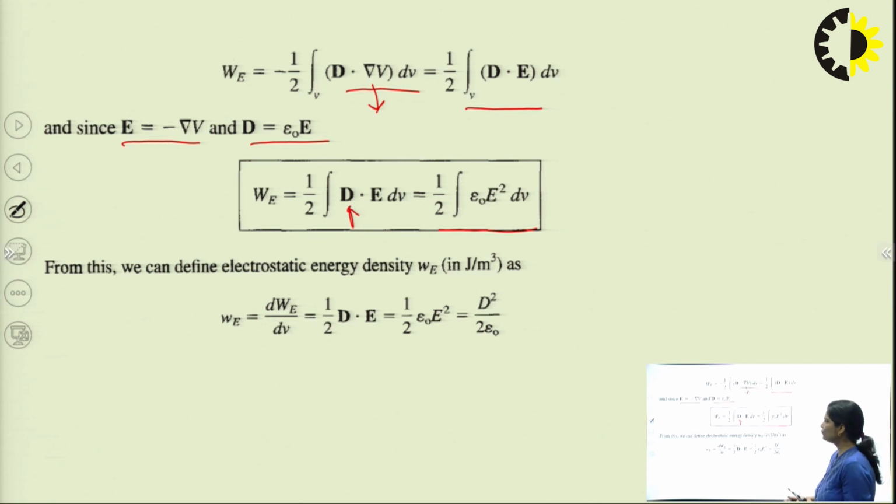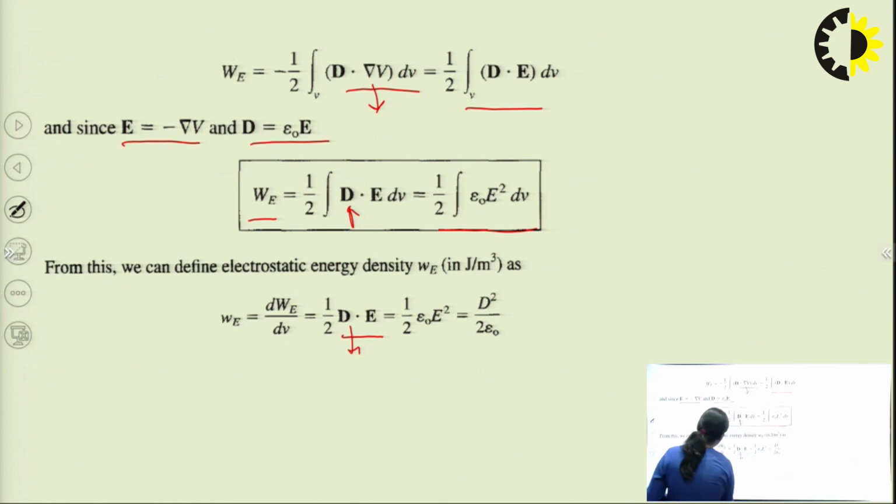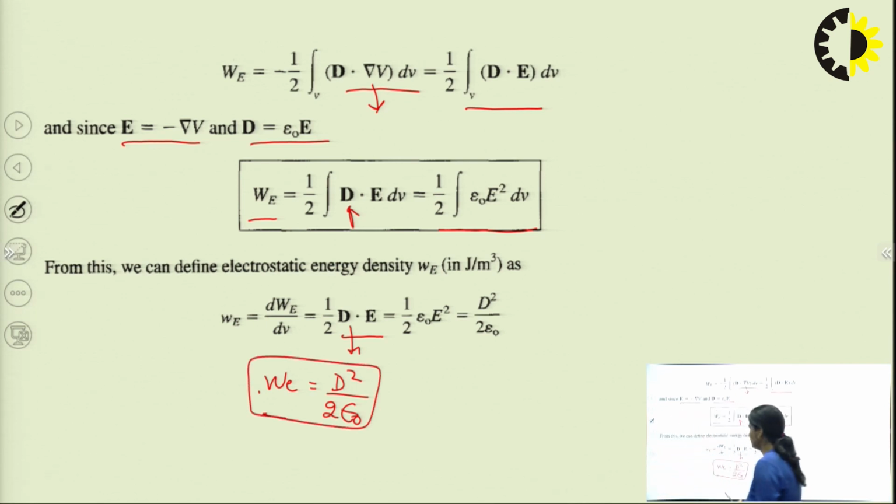Now you have to find out the differential of WE, so you have to take the differentiation of this. You will get 1 upon 2 D E. Now when you put the value of D, you will get 1 by 2 epsilon naught E square, that is equal to D square upon 2 epsilon naught. It means W is equal to D square over 2 epsilon naught. So this is the final value.